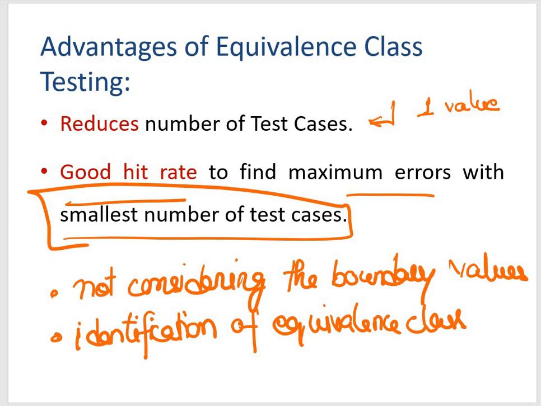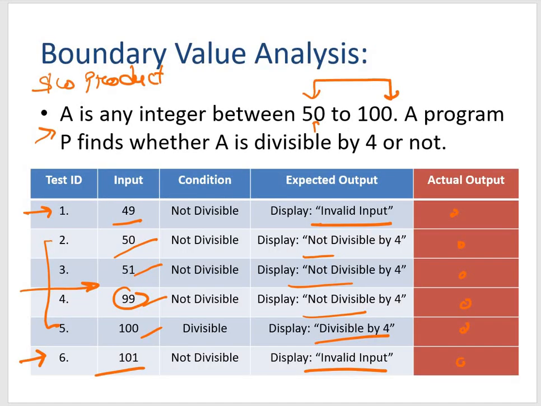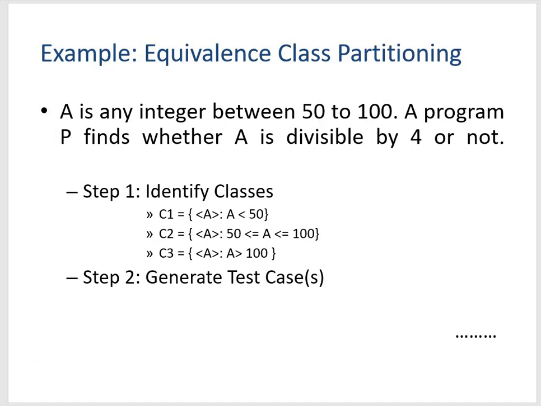if identification of the equivalence class is not correct, right? Because identification of the equivalence class becomes tricky, and if it's not correct, then our entire process is faulty. Then the tester might assume that all the input data set is correct, which can become a great hurdle in testing as well.